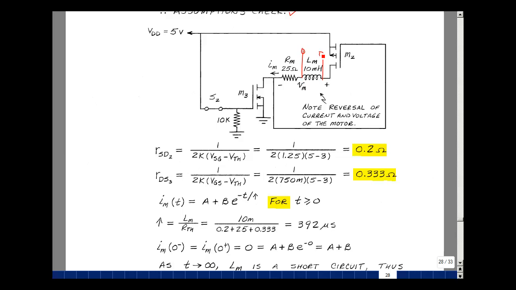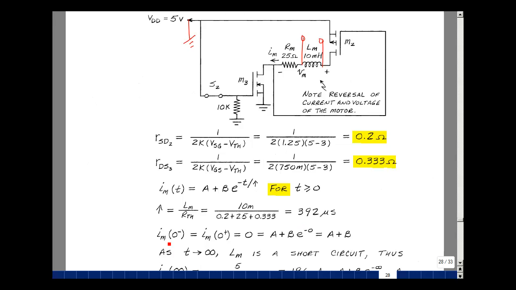With all the independent sources set equal to 0, we're going to set this equal to 0, short that. Looking into this terminal, I see 25 ohms plus 0.333. In this terminal, I see 0.2 plus 0. Taking 10 millihenries, dividing it by the sum of the resistances of the two ohmic transistors plus the 25 ohms, we again get 392 microseconds.